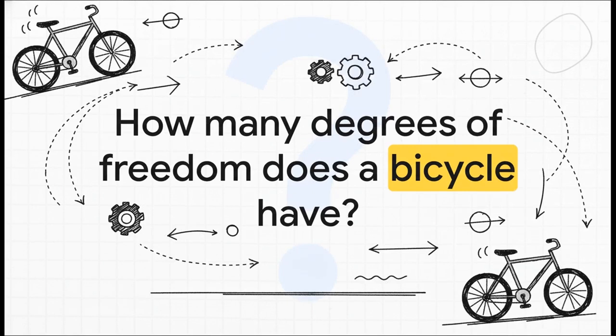So now you've got the basics down. You know how to think like a dynamics engineer. So I'll leave you with a little puzzle to think about. A regular bicycle moving on a flat plane, and its wheels don't slip. How many degrees of freedom do you think it has? It's a fun one to chew on.